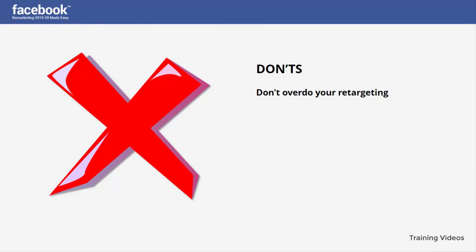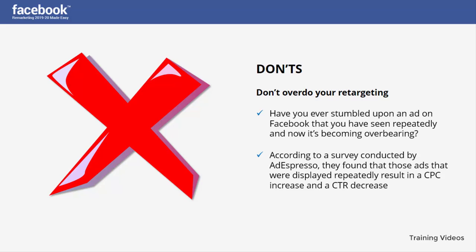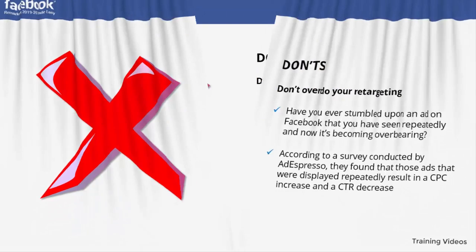Don't overdo your retargeting. Have you ever stumbled upon an ad on Facebook that you have seen repeatedly, and now it's becoming overbearing? I personally get irritated, and I'm sure your audience will feel the same. According to a survey conducted by AdEspresso, ads that were displayed repeatedly result in a CPC increase and a CTR decrease. To help reduce the frequency of your ads, you can set up an automated rule in Facebook Ads Manager to limit the number of times your ad is displayed to your audience over a period of time.